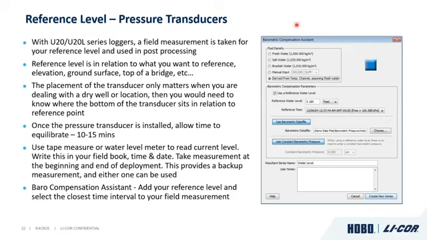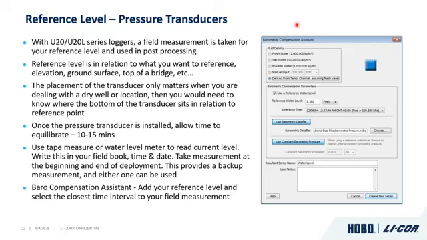When you do install these pressure transducers, you want to allow them time to equilibrate. They are temperature compensated, so when you drop them in the water, you want to give them 10 to 15 minutes, let them get to temp, then take your reference measurement and write it down. You can use a tape measure for that, or you can use a water level meter to get those reference measurements, and then write that in a field book, time and date that you took it, because you're going to use that measurement later down the line. So you want to make sure you have that on hand when it comes time to run the post process.